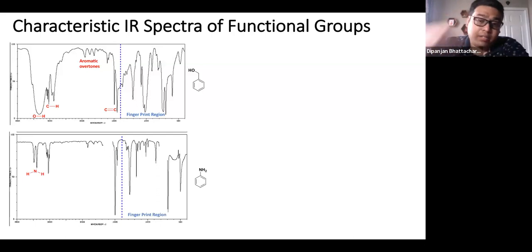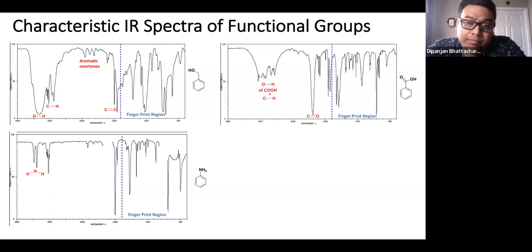Let's take a look at another functional group. We have a primary amine here. You'll see a doublet kind of appearance at around 3300. So this is a typical appearance for a primary amine.